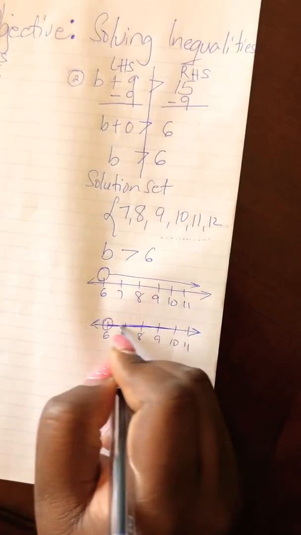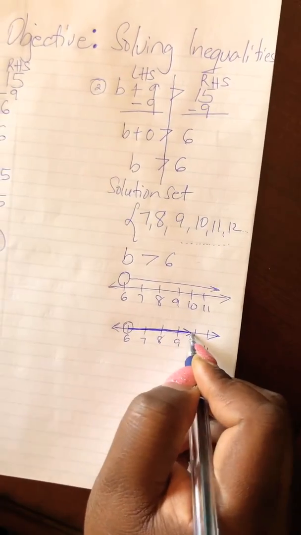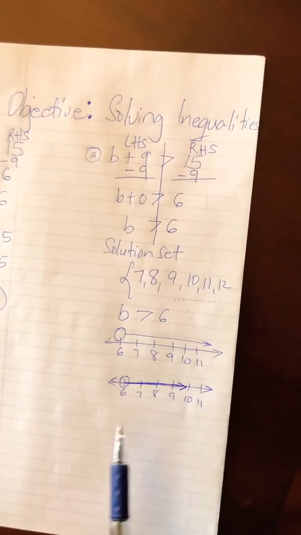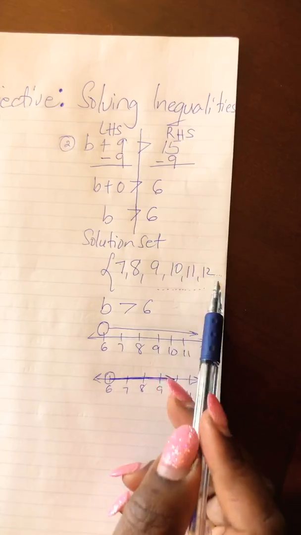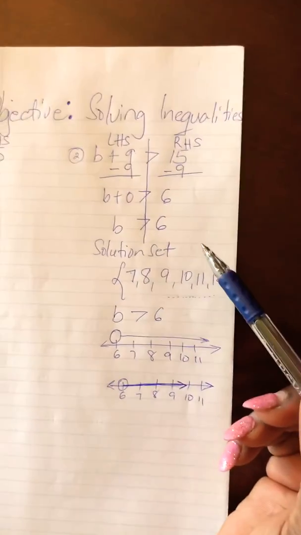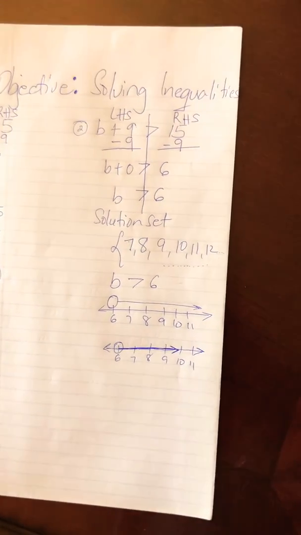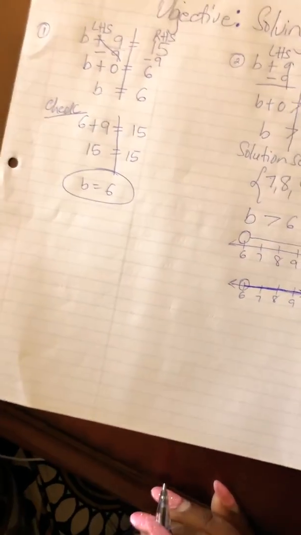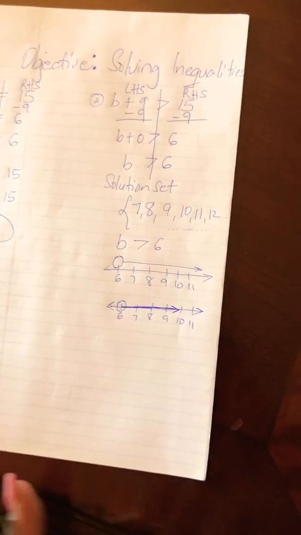Sometimes you will have to make sure the line is a little bit thicker so you can see the difference between the number line and the line that you're drawing. So this shows that b is greater than 6. All these are possible answers to this inequality. Again, if we were doing another one where we have, say, a subtraction inequality, then we would apply inverse operation, which would be addition, and we add it to both sides.